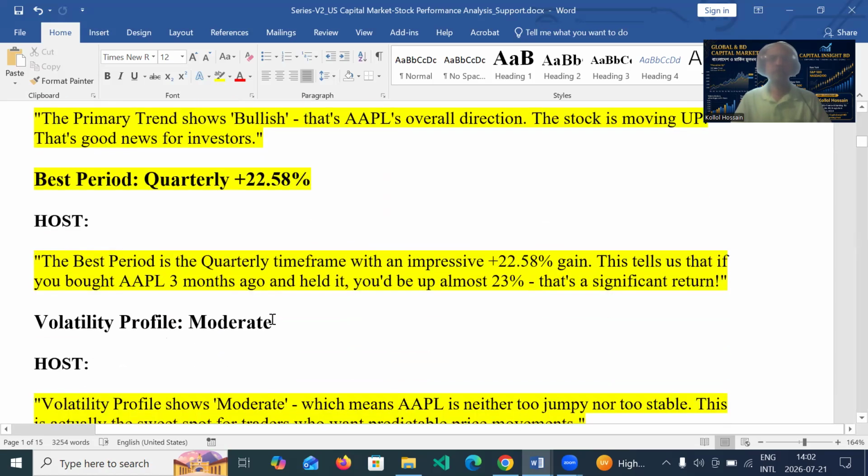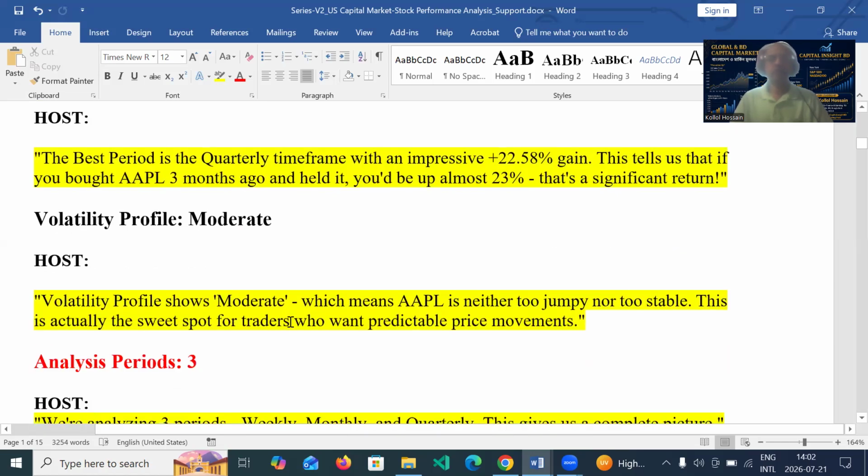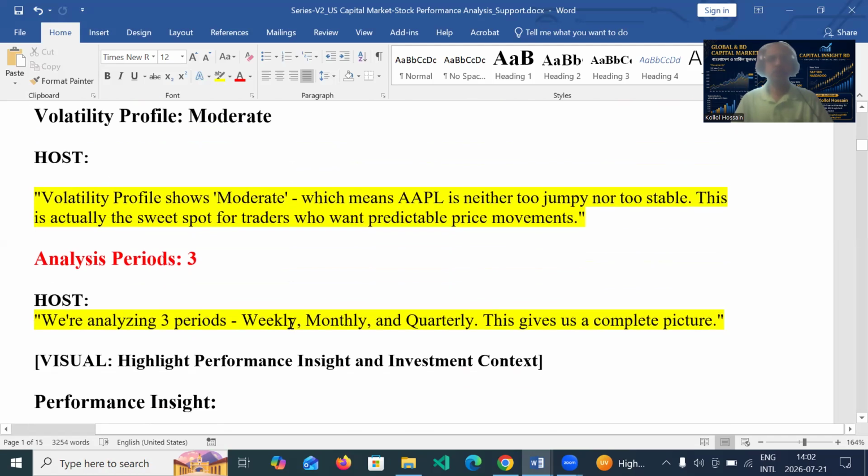Best period quarterly, 22.58% up. The best period is the quarterly time frame with an impressive plus 22.58% gain. This tells us that if you bought Apple 3 months ago and held it, you would be up almost 23%. That's a significant return. Volatility profile, moderate. Volatility profile shows moderate, which means Apple is neither too jumpy nor too stable. This is actually the sweet spot for traders who want predictable price movements.